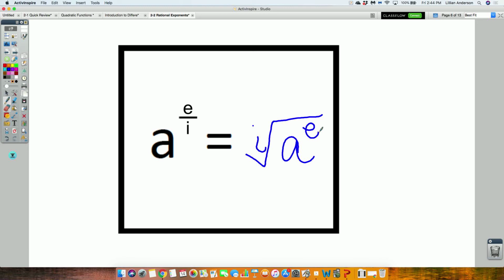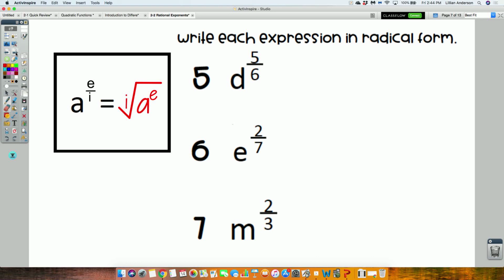The denominator is your index. Your numerator is your exponent. Does everybody see that? So, d to the 5/6 power would be written as the 6th root of d to the 5th power. Your denominator is always your index, and your numerator is always your exponent that stays on the inside with whatever your base is. Okay? How would I write this one?